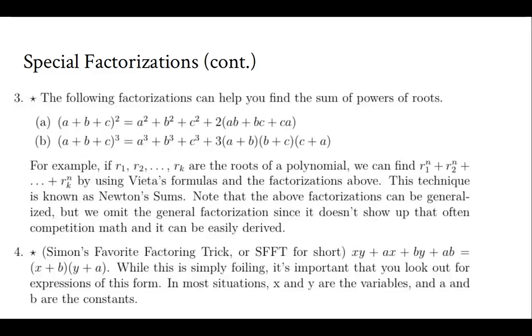Okay, and moving on, some other useful factorizations are a plus b plus c squared. So if you multiply this out and distribute it, you should come up with something like a squared plus b squared plus c squared plus 2 times ab plus bc plus ca, and something similar for the cube version of it. So these are helpful for finding the sums of powers of roots. And like the example here says, we can find the roots raised to a power n and then sum together using Vieta's formulas and the factorizations above. So that's one application of these factorizations, but they will also come up in a lot of very different problems as well.